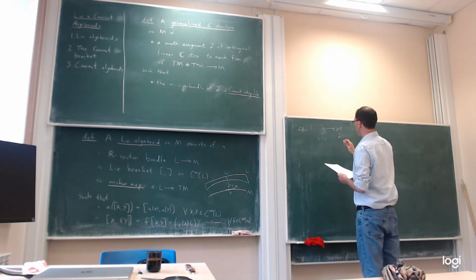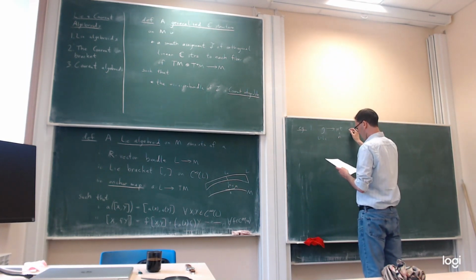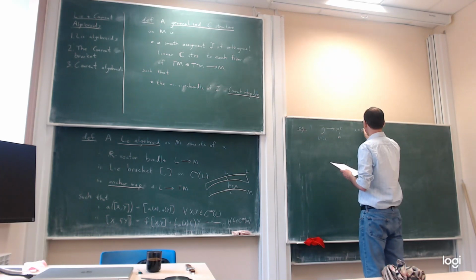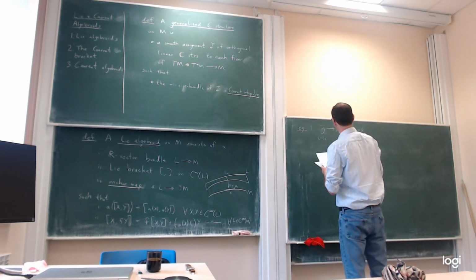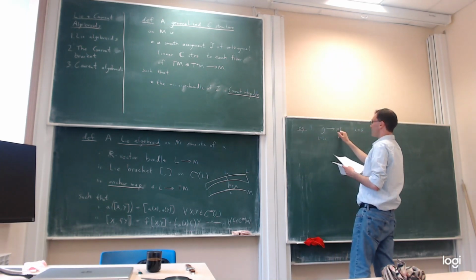So in this case, we can set our anchor map to be 0. Or we must set the anchor map to be 0. The tangent bundle here is 0.